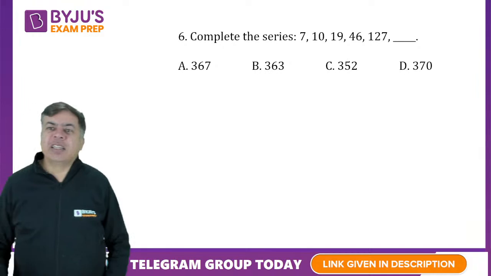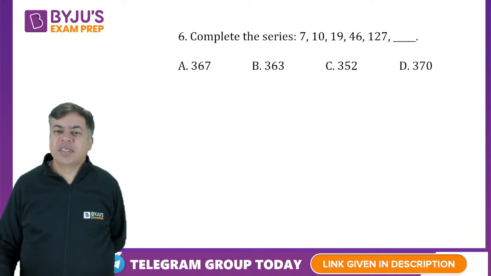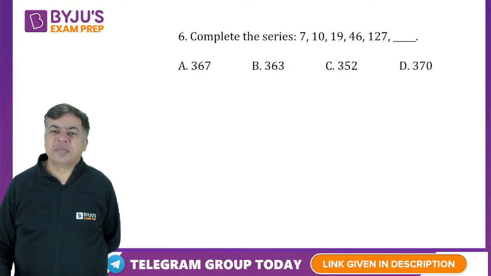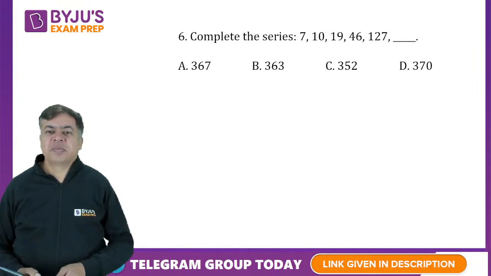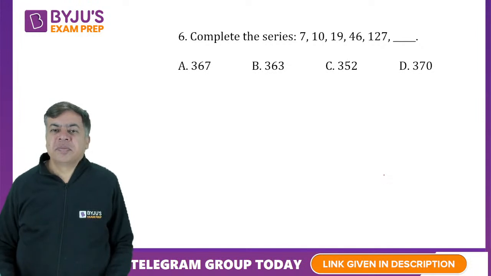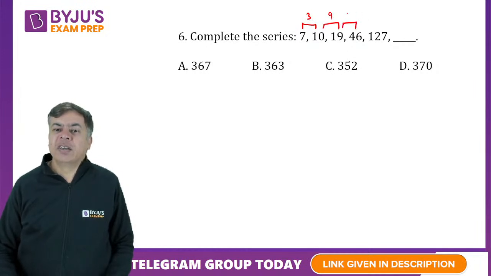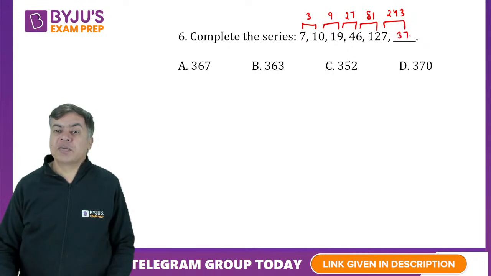Next one, tell me quickly. This seems easy. Series generally are easy. Just take the differences. If nothing else is clear, first take the differences and see. 3, 9, 27. Can I say this is 81? If 81, next should be 243. So the answer is 370. D option should be the correct answer.